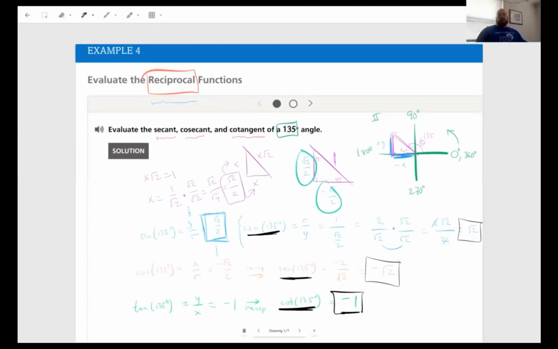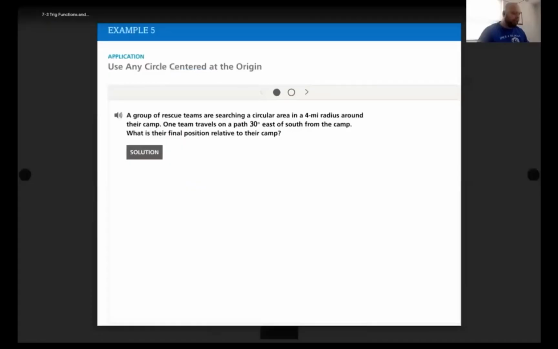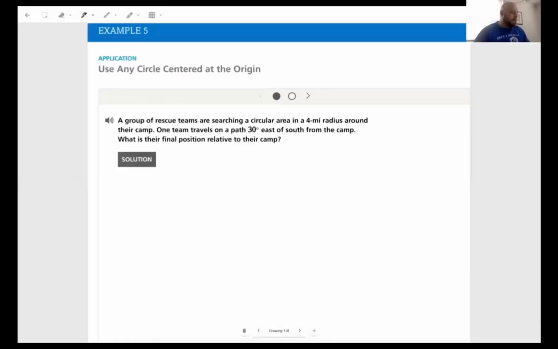That's how you can work with all of your reciprocal functions. Okay, we've got one more example. All right, this time we're looking at example 5. Use any circle centered at the origin.